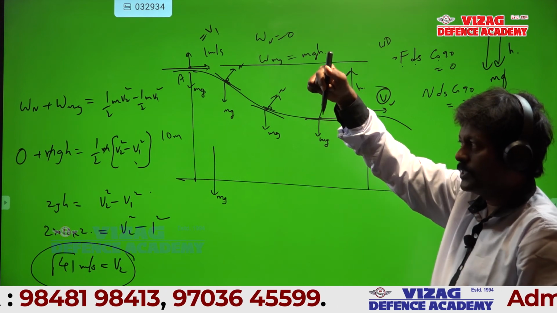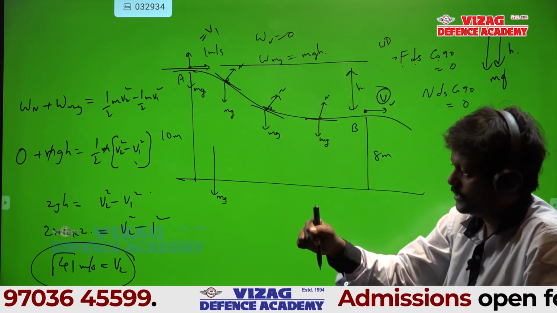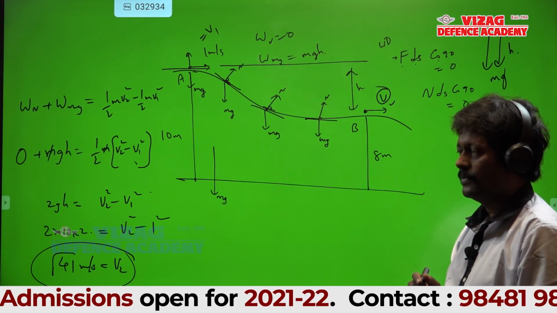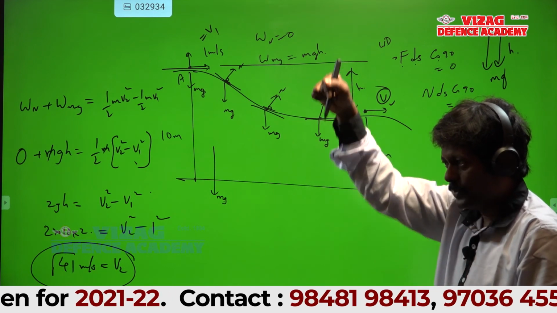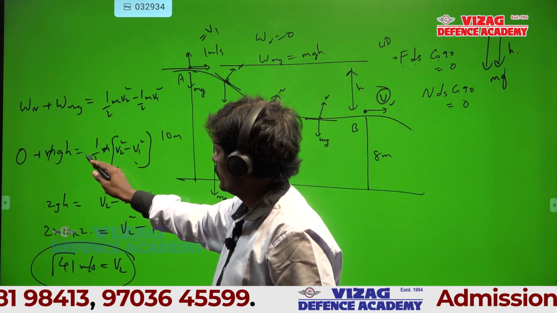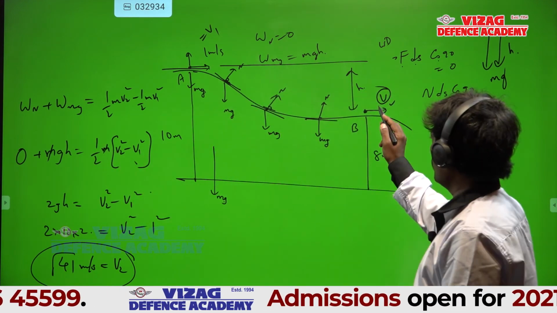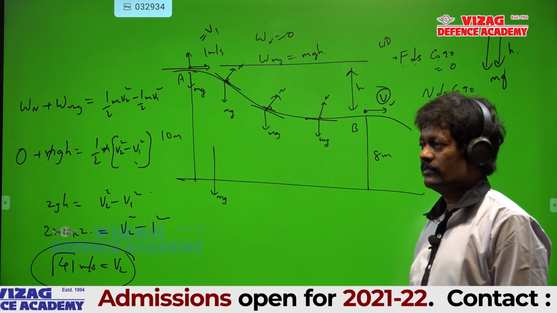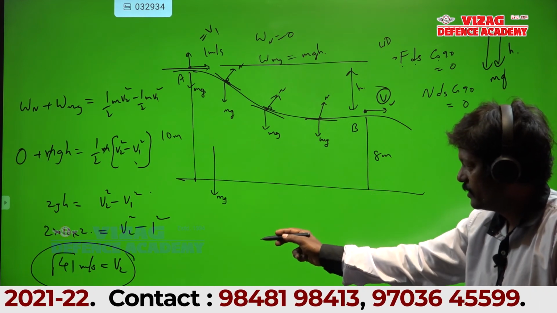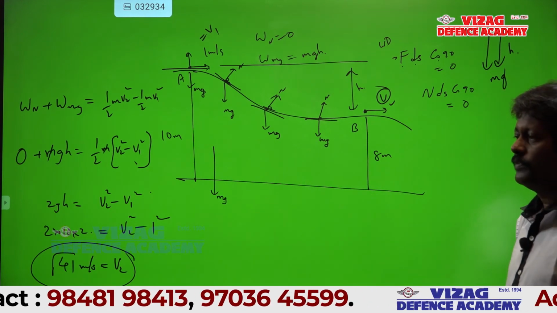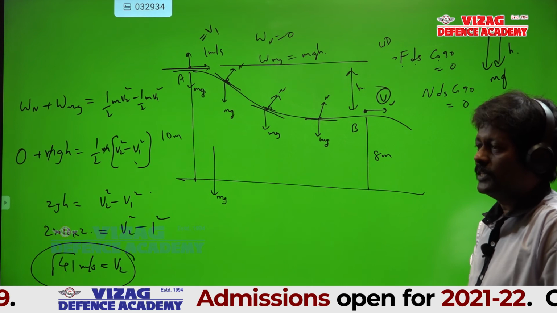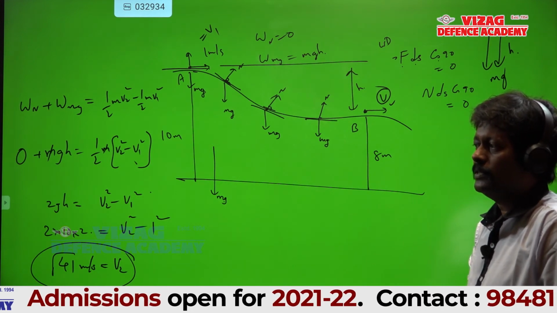So work done by mg is mg into h into cos 0, which is mgh. So work done by mg, mgh, equals change in kinetic energy, half m v2 square minus half m v1 square. v2 is final velocity, v1 is initial velocity. If you simplify that, you are going to get v2. v2 is nothing but final velocity at point B, that is root of 41 meters per second.